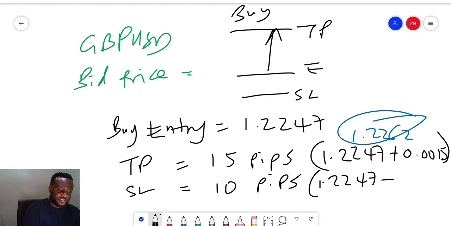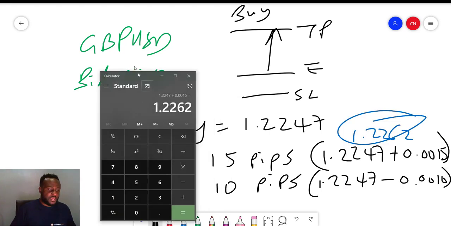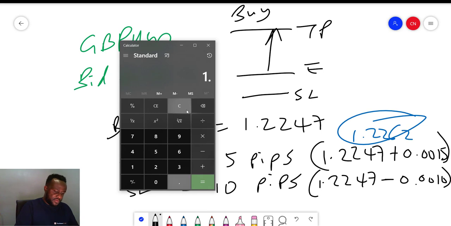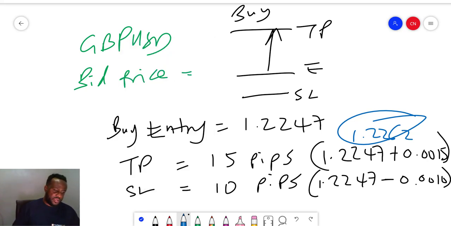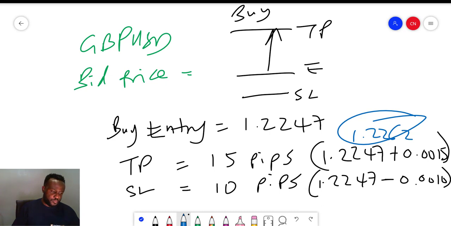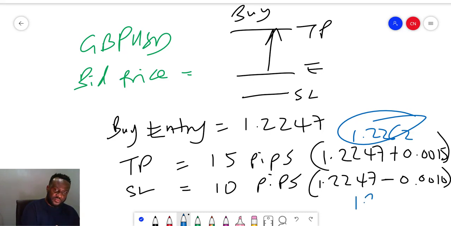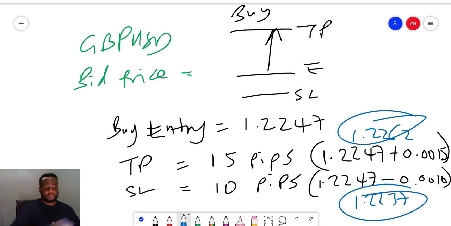and then my stop loss will be equivalent to 1.2247 minus 10 pips, which is 0.0010. That's 10 pips for a non-JPY, and so that will be equivalent to 1.2247 minus 10 pips, 0.0010. That's my 10 pips. Enter. So my stop loss essentially will be equivalent to 1.2237. That's it. That's what it is.